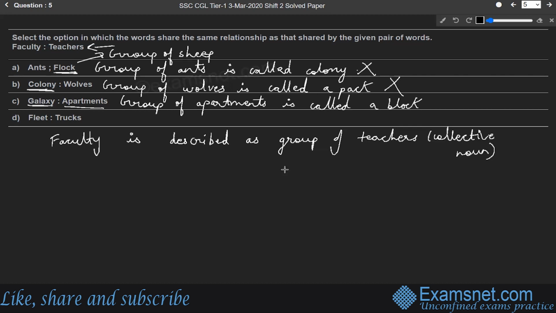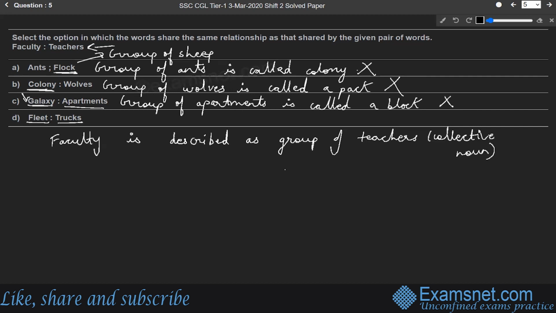In general, we say a block of apartments. It is not related to galaxy in any terms. So both these words are also not related with each other and this is not an example of collective noun too. Now let us take the last option, fleet and trucks.